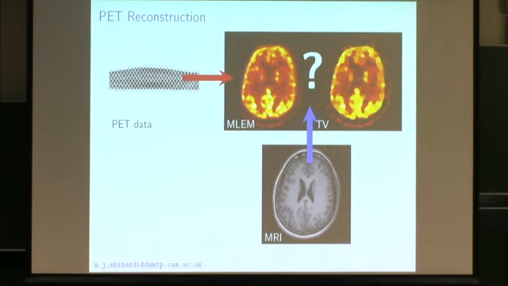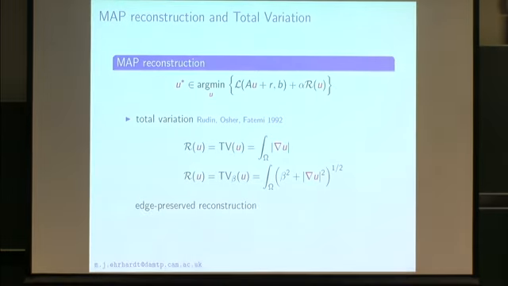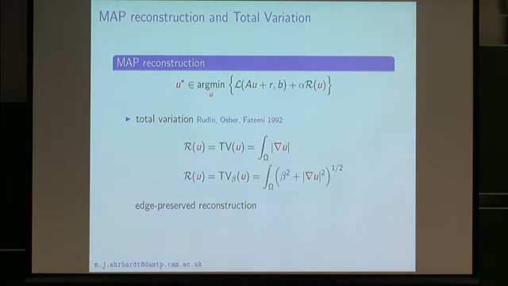This scheme shows what we want to do. We have acquired our PET data. We want to reconstruct from this, and there are many ways you can do this. Here I showed you two examples. One thing that is quite popular is maximum likelihood expectation maximization, or in short MLEM. Or you can also do total variation regularized reconstruction. Two different algorithms lead to a slightly different result. And now we want to use the high-resolution MR information to enhance these results.